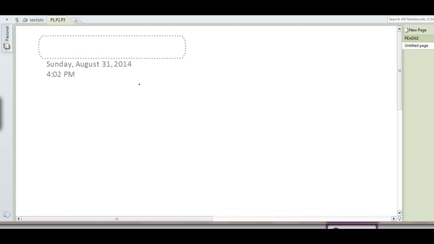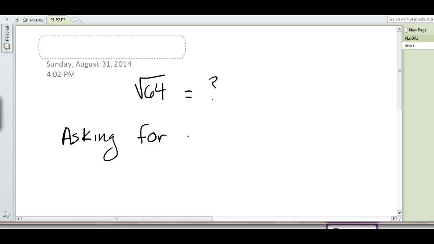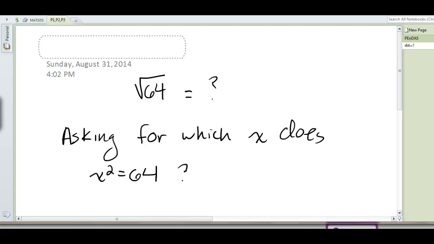So normally if you have the square root of some number like 64, it's asking a question. It is asking you to evaluate what this thing is. It's asking for which number x does x squared equal 64? So in this case that answer would be 8, since 8 times 8 equals 64.